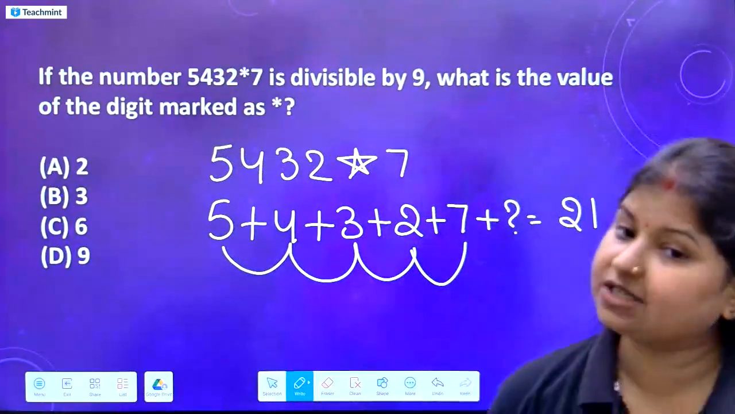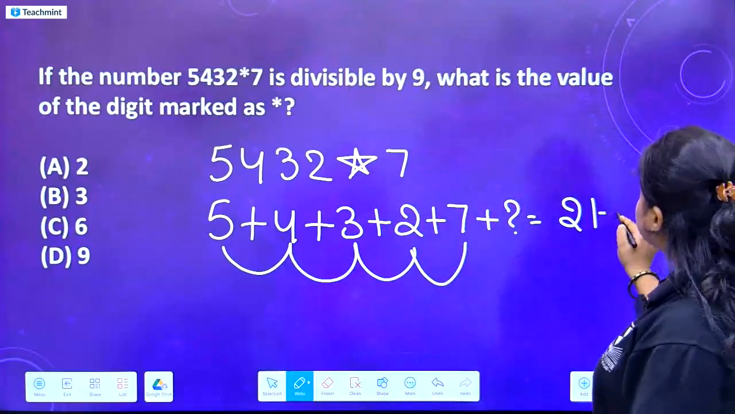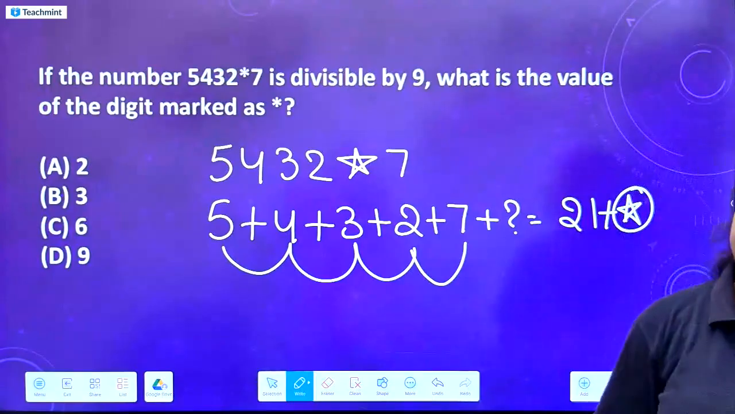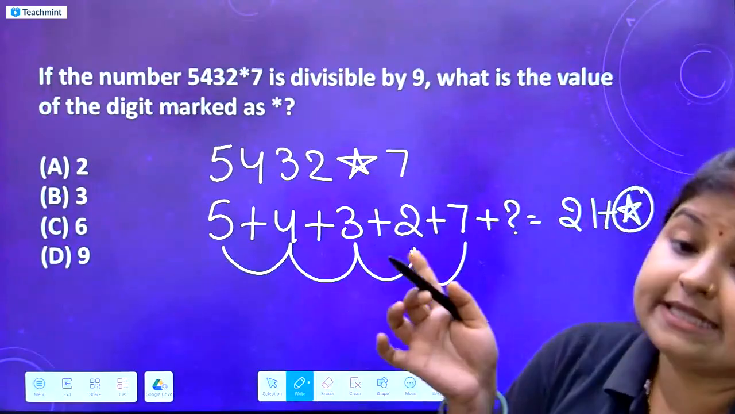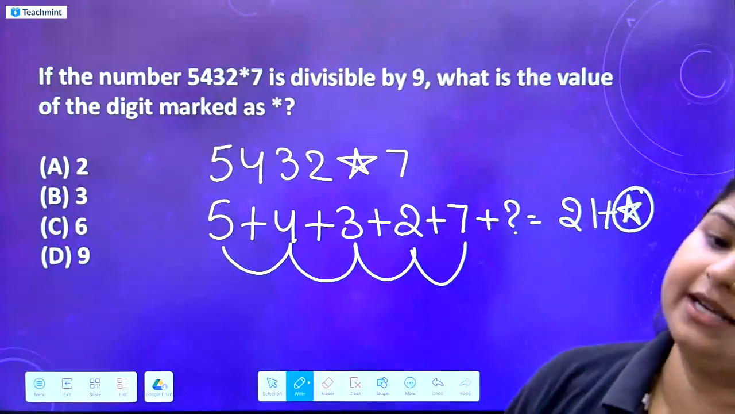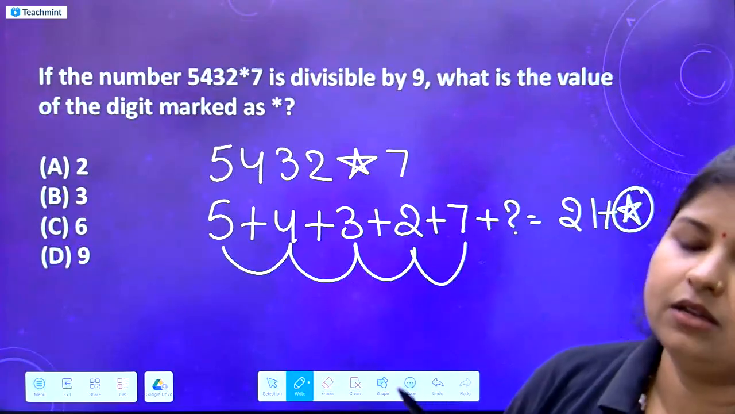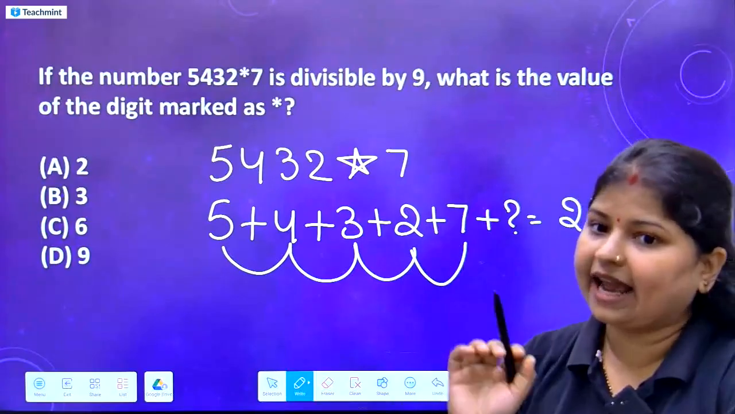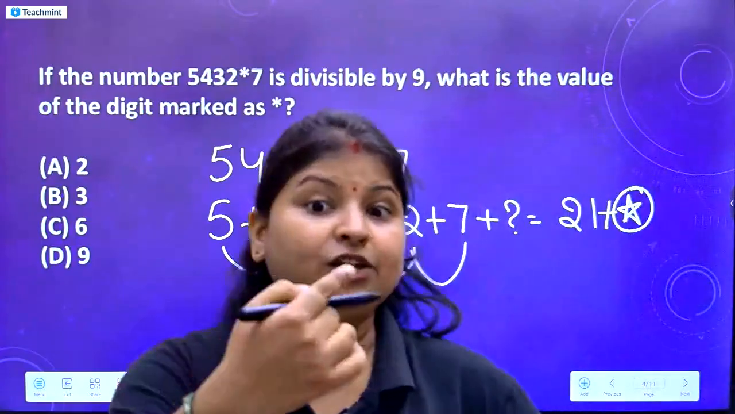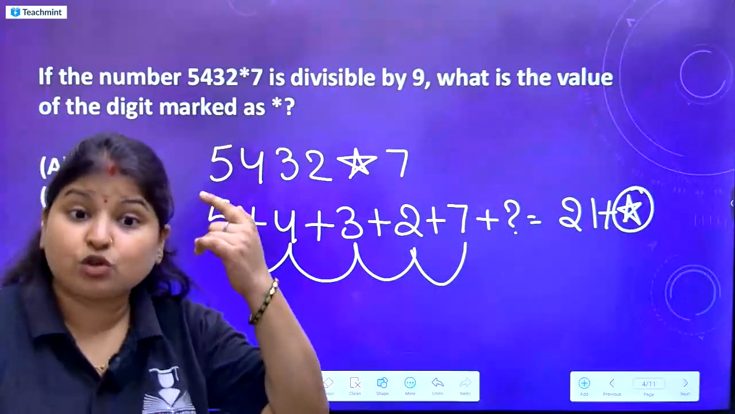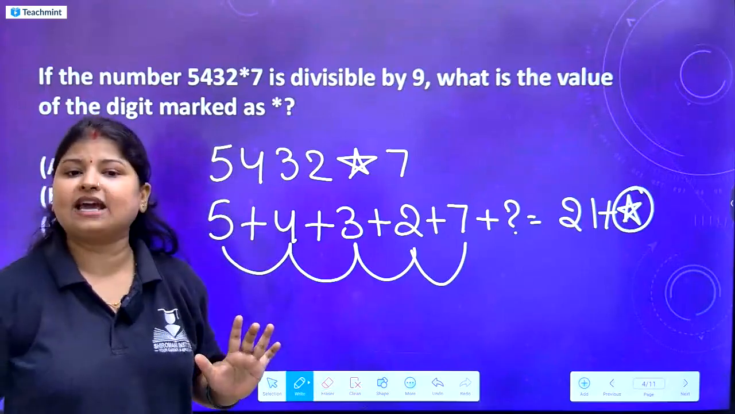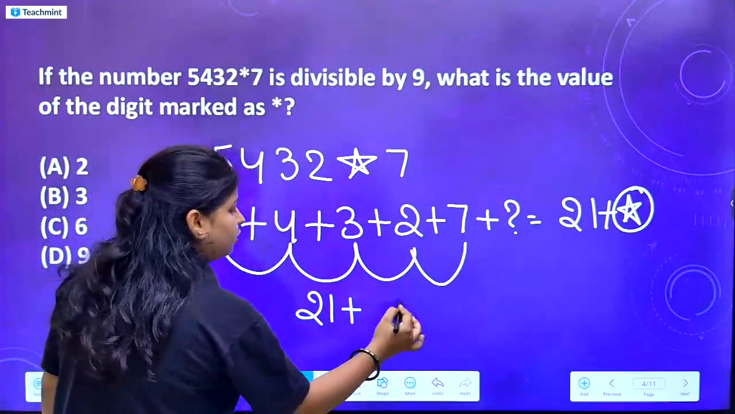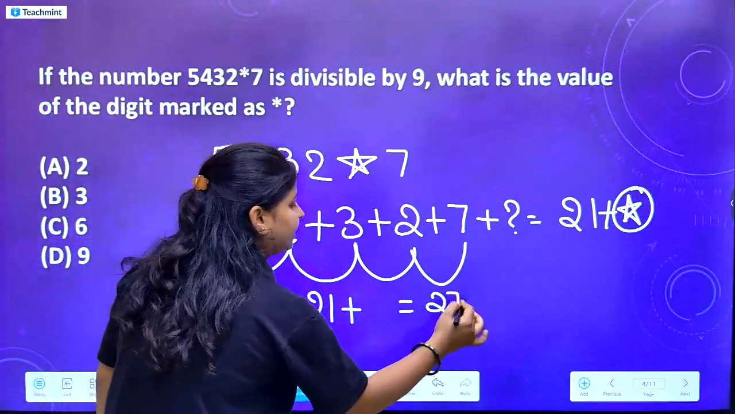14 plus 7 is 21. Now in this 21, you have to add such a value that it becomes divisible by what? Divisible by 9. If I see the table of 9, I know 9 1 is 9, 9 2 is 18, and 9 into 3 is 27, right? So after 21, I have to make it 27.